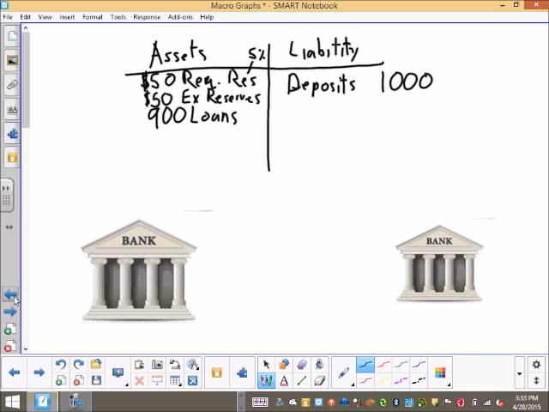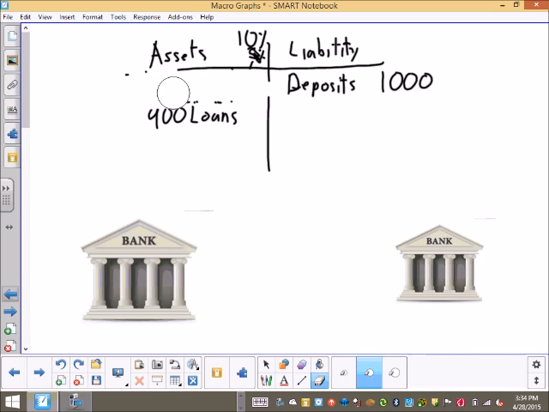Now, if we changed our reserve requirement, let's see. If we changed it to $100, what would this bank have to do? I'm sorry, if we changed it to 10%, so let's cross this out and say we have 10%. What is the bank going to have to do? It's going to have to increase its required reserves to $100. So basically, we'd eliminate this, and our required reserves would now turn into $100. Does that make sense?